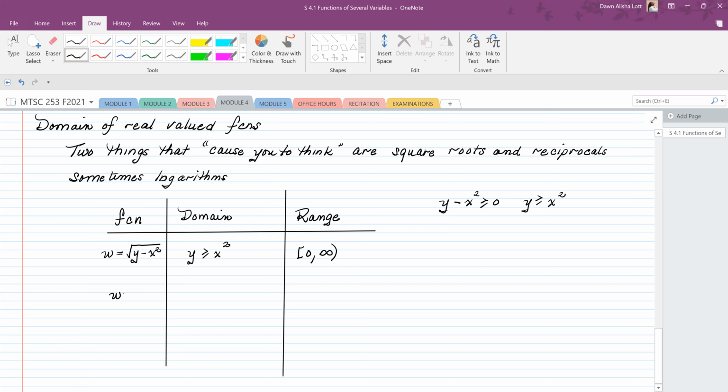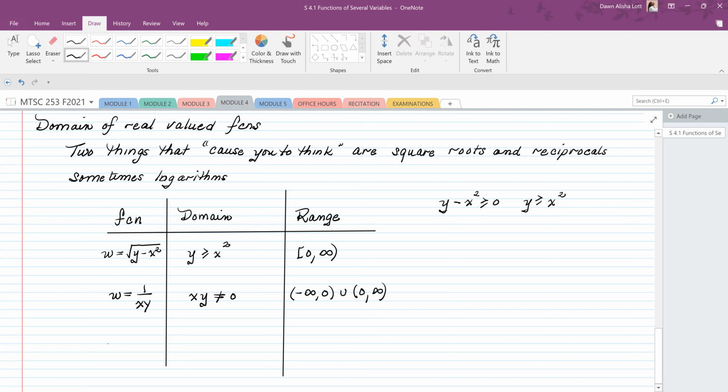How about W is equal to 1 over x times y? Well, the domain is the set of all points where x, y is not equal to 0. So x can't be 0 and y can't be 0. And I can get everything out of here except 0. So I can get minus infinity up to 0, union 0 up to positive infinity.